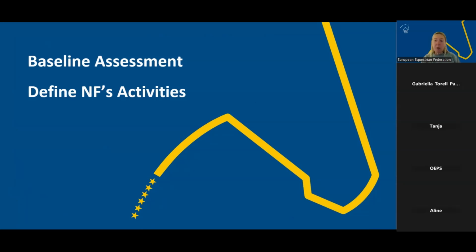Today, we will focus on two key steps: completing your baseline assessment and defining your NF's activities. We will use the activity matrix, a central part of the EEF strategy creator tool. This process will help you understand what your federation is doing now and organize your activities in a clear and structured way for the future.